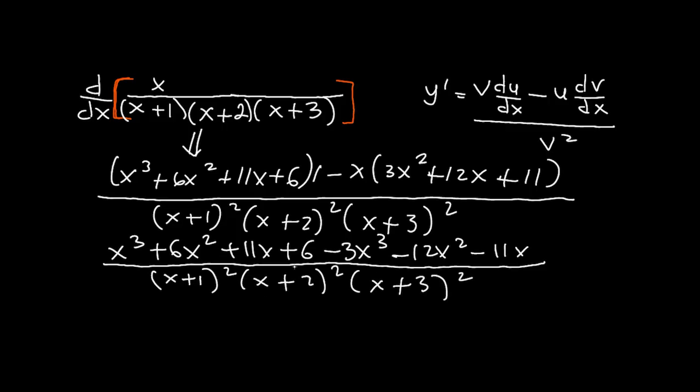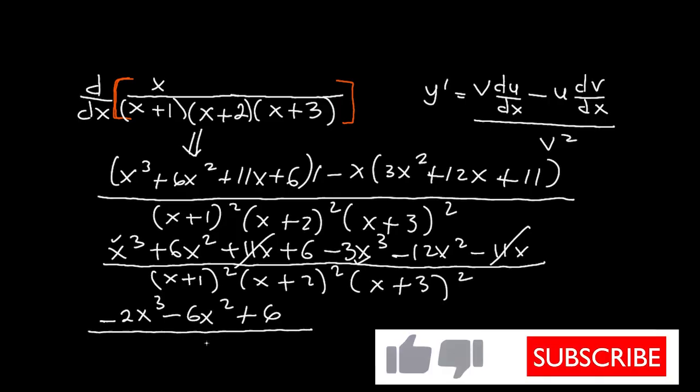Let's see what we can do here. x cubed is here. This one and this one can be added together. That's 1 minus 3, minus 2x cubed. Then 6x squared minus 12x squared, that's a minus 6x squared. Plus 11x minus 11x, we cancel out. So we have plus 6 over the denominator. That's that on this quotient rule.